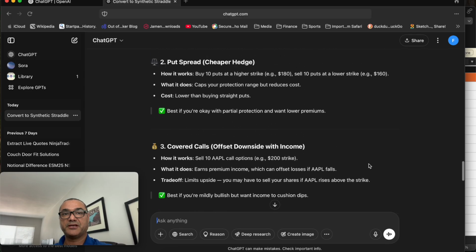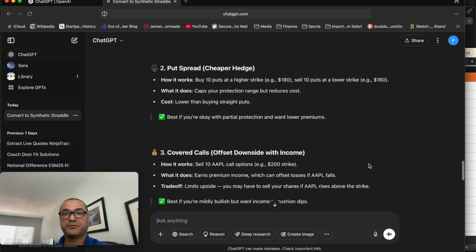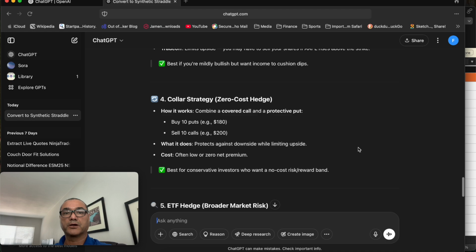I might do a combination. If I had to, I would probably do a combination of 2 and 4. So I'd collar it, but not just with puts. I'd probably use a put spread, and then it'd be nice to be able to sell the calls to defray the cost of the put spread. But you got to remember that the put spread is going to cost less than buying outright puts.